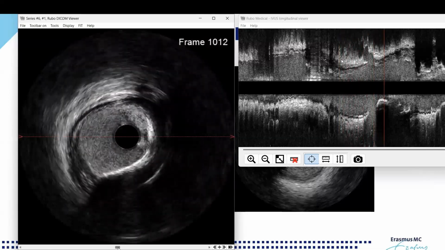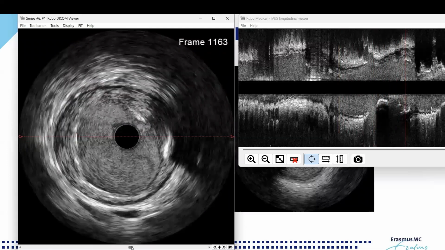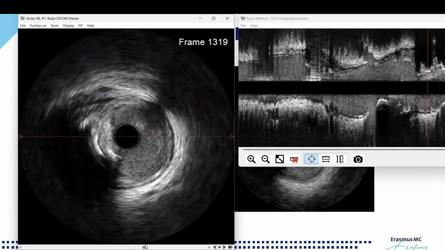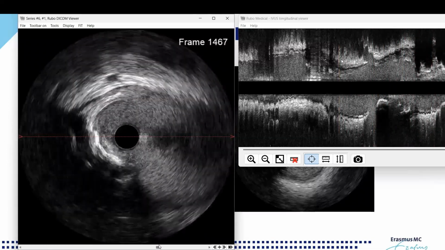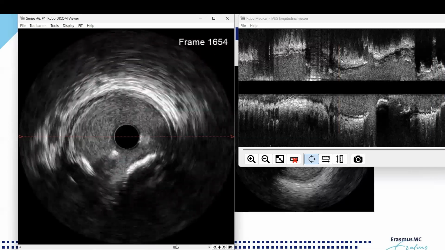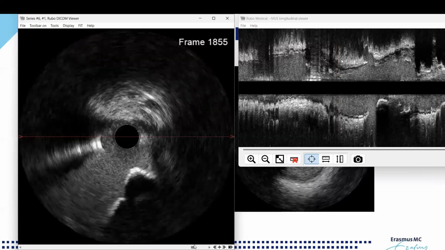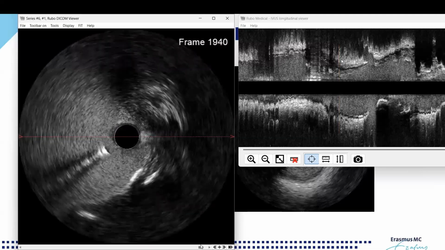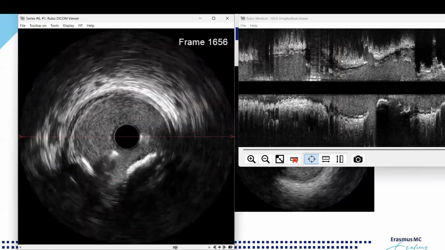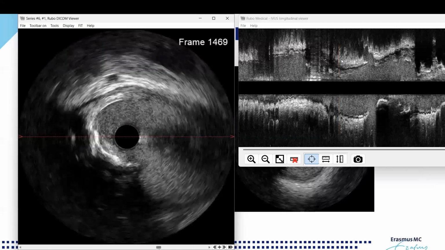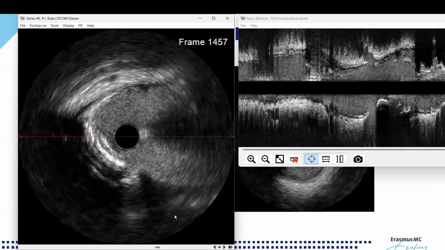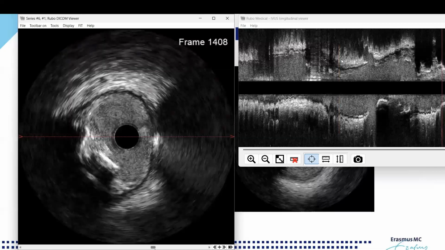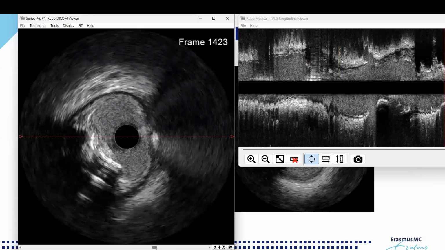And more proximal, we will find the minimal luminal area, and that is in the proximal LAD near the ostium. You see at 3 o'clock is the circumflex. And here we have a region that I want to measure for the minimal luminal area.